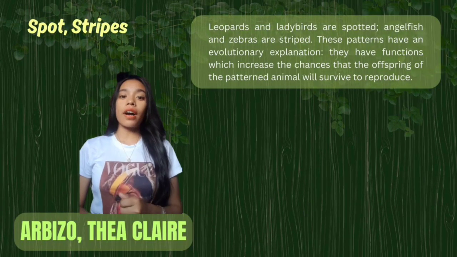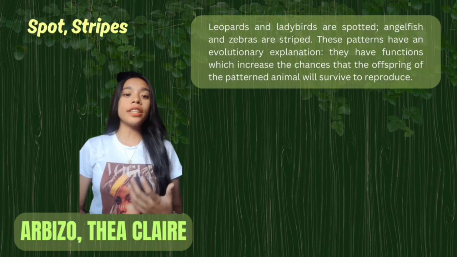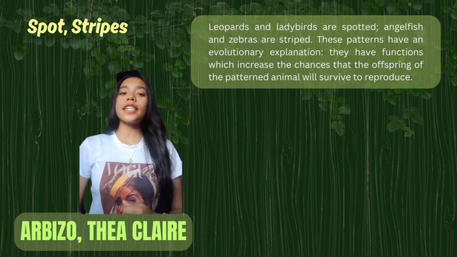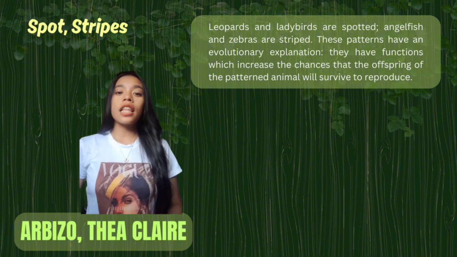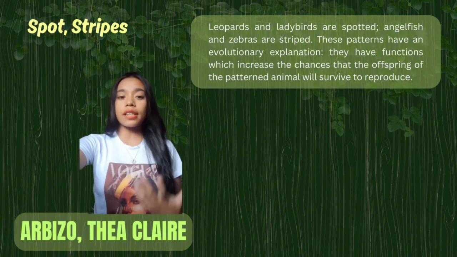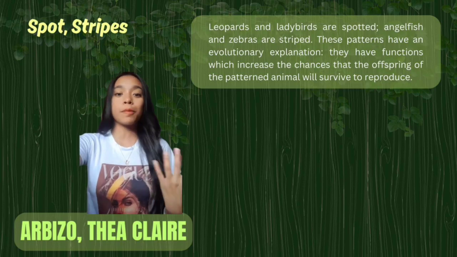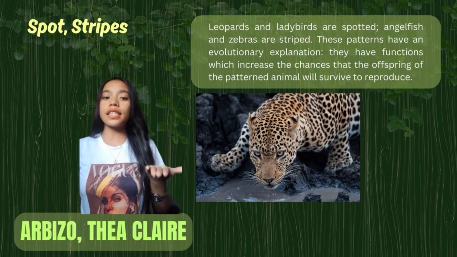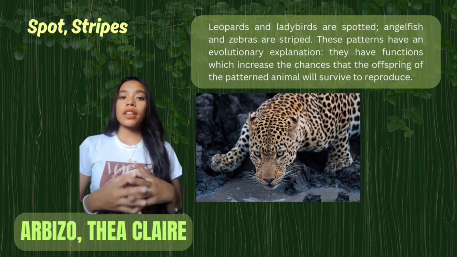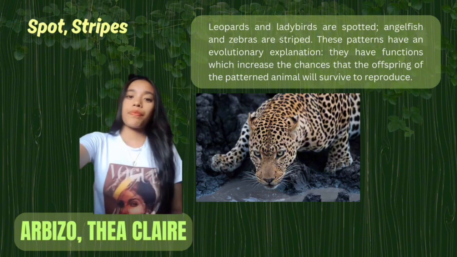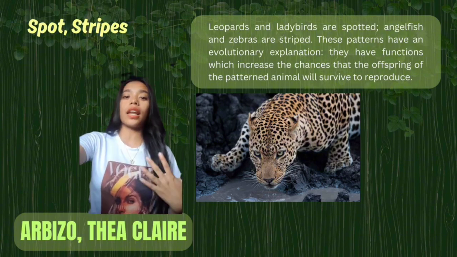Spots and stripes are visual patterns commonly found in various contexts. So what are spots? Spots are circular, rounded markings that stand out from the surrounding area. I will give you some examples of animals that have spots on their bodies. One is the leopard, and spots can also be called polka dots. So are the spots of ladybugs.